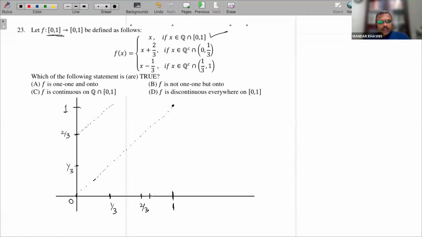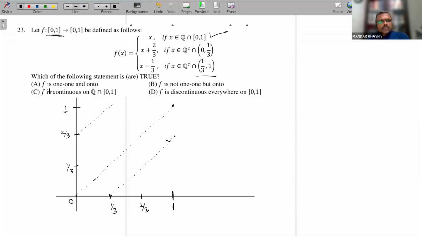And from 1/3 to 1, x minus 1/3. So at 1/3 it is 0. Of course, at 1/3 this is not applicable, but just to plot the line, and at 1 it will be 1 minus 1/3, which is 2/3. So somewhere here. So you are just going to go with this line, right?